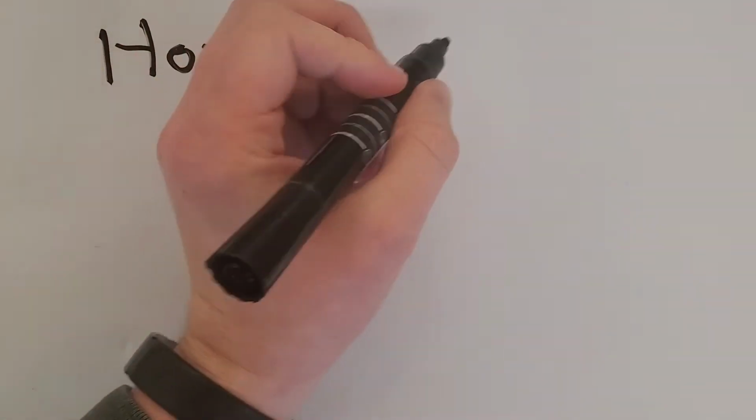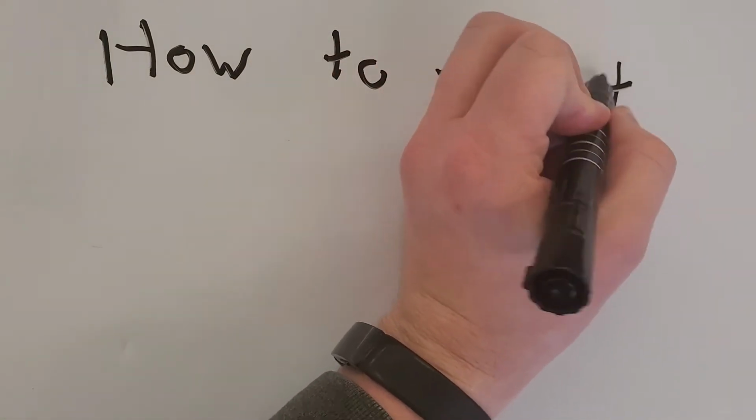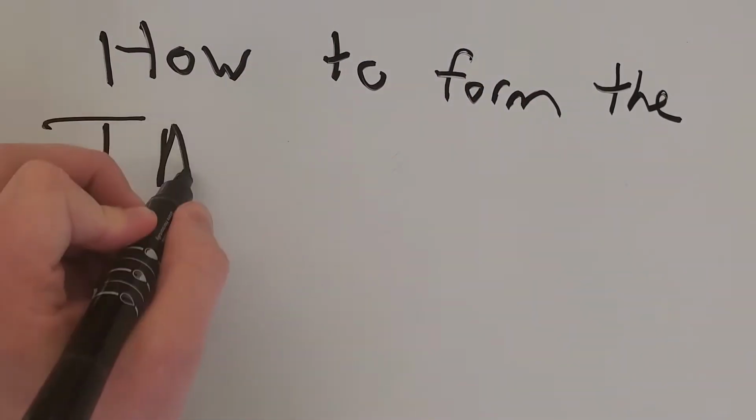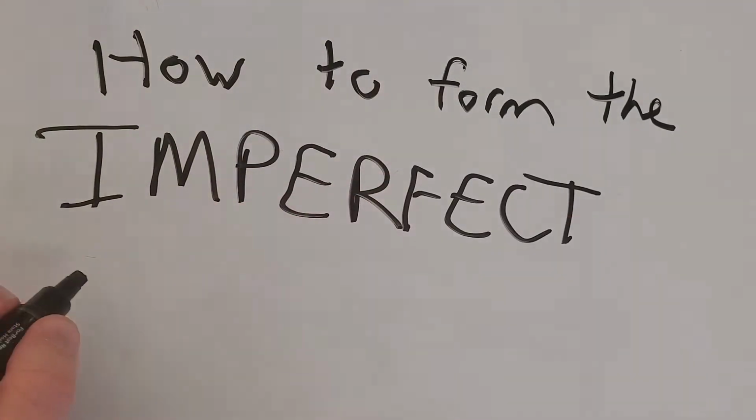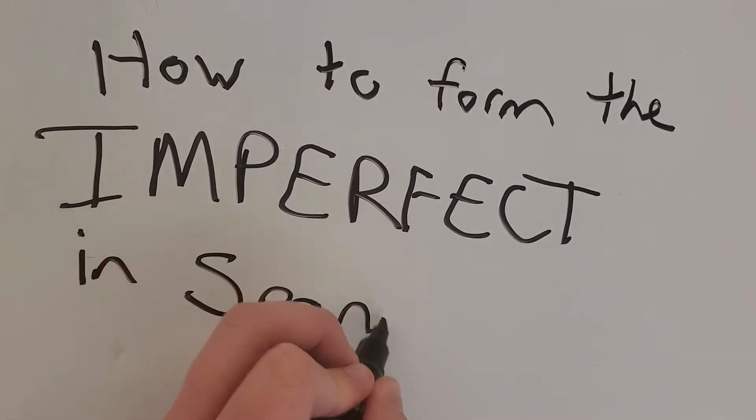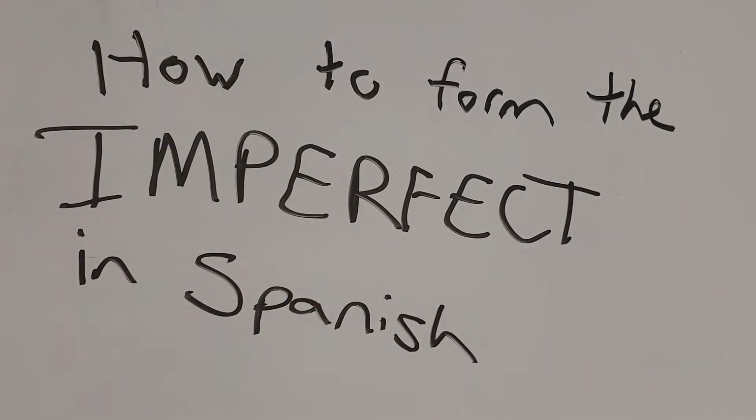Hi, in today's video I'm going to go over how to form the imperfect tense in Spanish. This is a past tense, and in this video I'm going to go over when to use it, how to find the stem, what the endings are, and the three irregulars that exist for this tense.